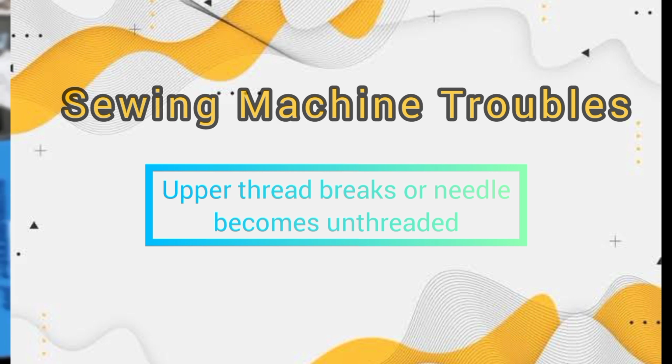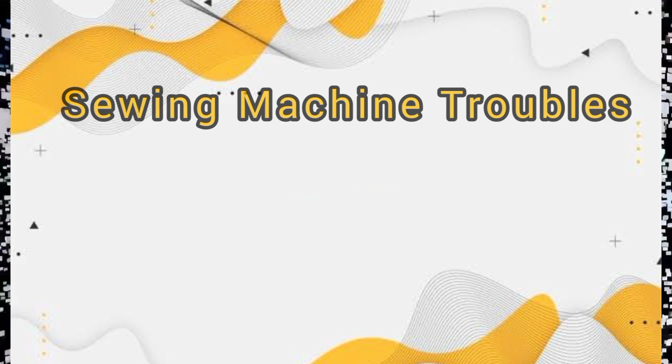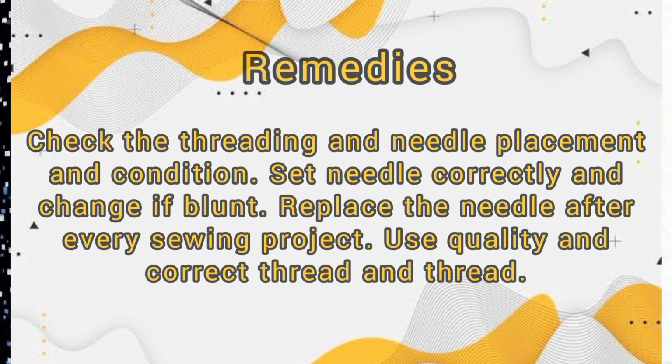Another is upper thread breaks or needle becomes unthreaded. So the remedy is check the threading and needle placement and condition. Set the needle correctly and change if blunt. Replace the needle after every sewing project. Use quality and correct thread.